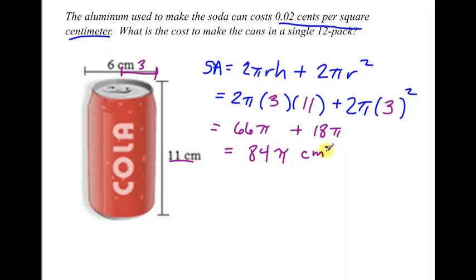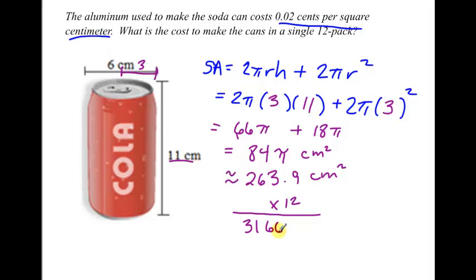84 pi square centimeters. And then I think it'll be smart to get that as a decimal. So into the calculator we go, and that is approximately 263.9 square centimeters. Now that's for one can. We're getting a pack of 12 cans, so let's multiply that by 12 for the total surface area in the pack. And we've got 3,166.7 if we want to keep rounding. I don't know how far we want to round that.